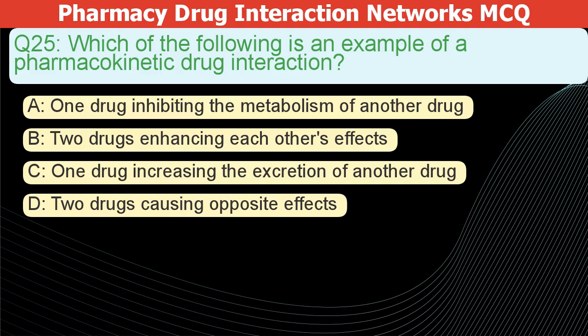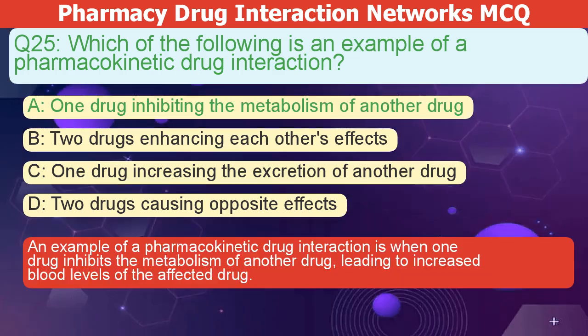Which of the following is an example of a pharmacokinetic drug interaction? A. One drug inhibiting the metabolism of another drug. B. Two drugs enhancing each other's effects. C. One drug increasing the excretion of another drug. D. Two drugs causing opposite effects. The correct answer is A. An example of a pharmacokinetic drug interaction is when one drug inhibits the metabolism of another drug, leading to increased blood levels of the affected drug.